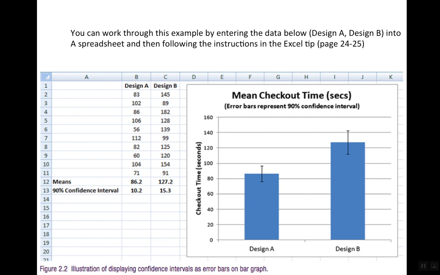So in this sample data, we have 2 designs, A and B, and we're going to calculate the 90% confidence interval for these 2 items using the method described in the previous slide. You can then construct a bar chart and put error bars on each bar in the chart, and the error bars will represent the 95, or in this case the 90% confidence interval around the mean, where the mean is the top of the bar.